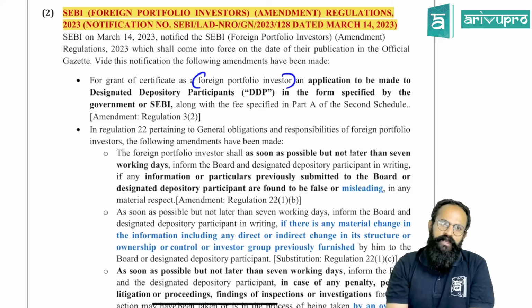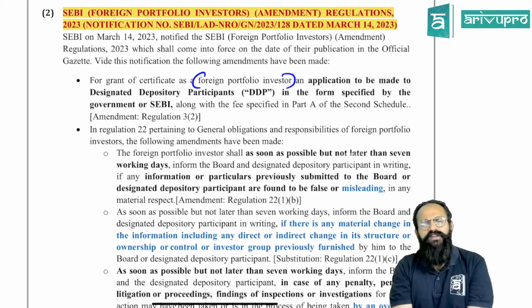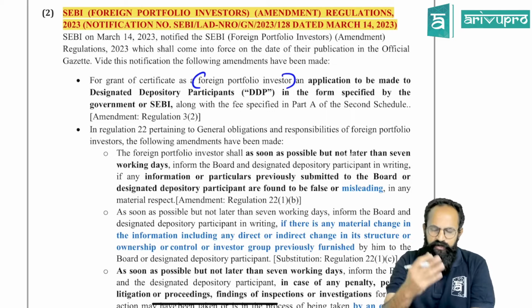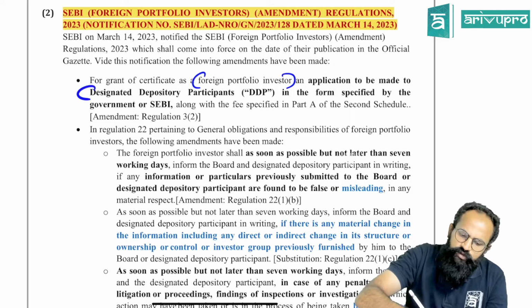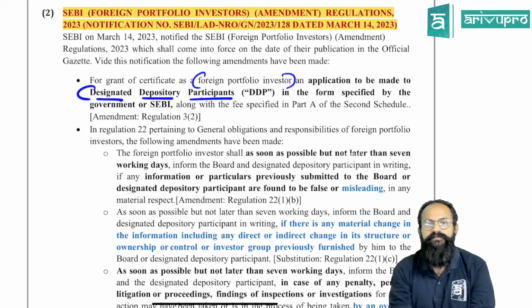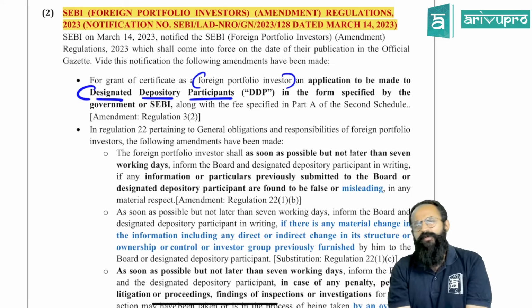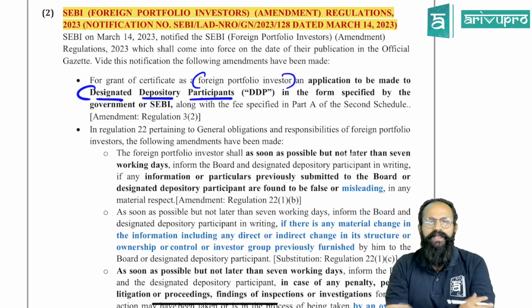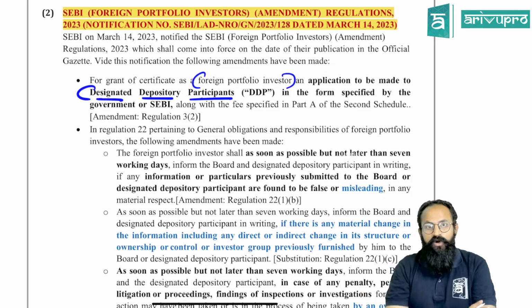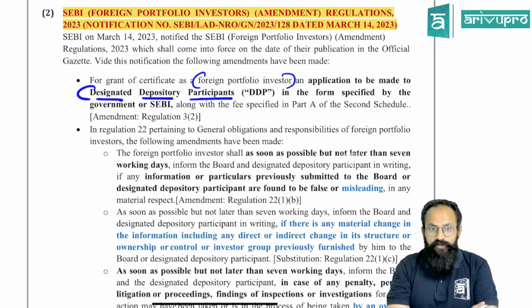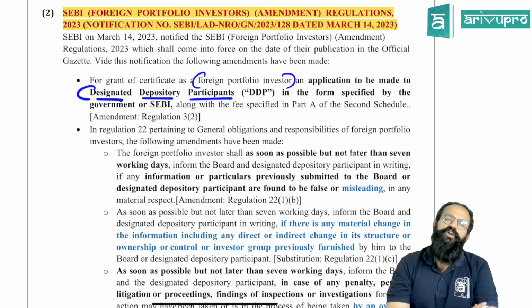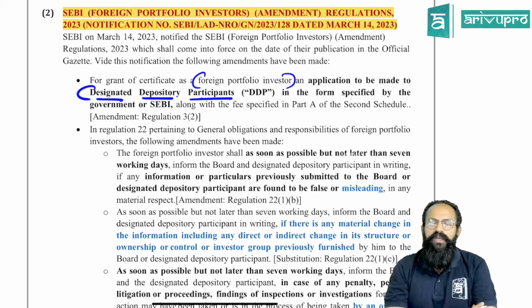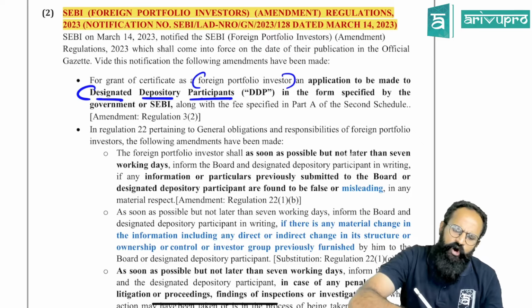Sir, where should I apply? You have to apply with the depository participant. Which depository participant? They will tell you which exact one. You have to apply to the designated depository participant. The form and fees will be told by SEBI. That is not in the syllabus, but you need to apply in those forms. So for grant of certificate, you have to file an application with the designated depository participant. Clear?